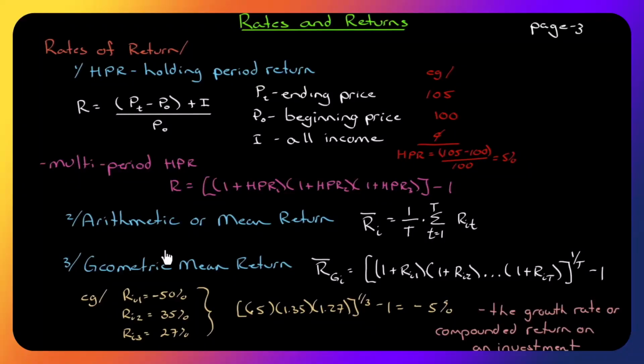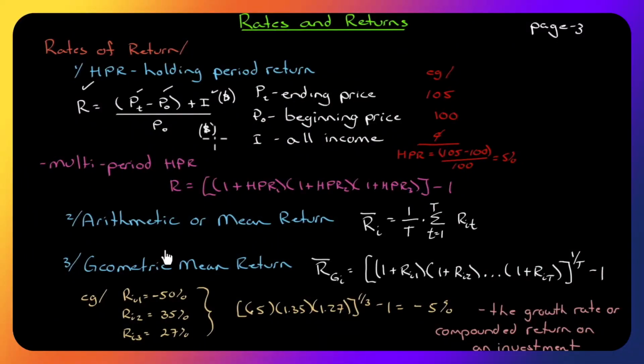Holding period return looks like this: PT minus P naught. PT is your ending price, P naught is your beginning price. So if you're taking your ending price minus your beginning price, that's just the change in value of the security. Add all the income that you received. The top, the numerator, is your dollar return here, divided by the original price to get a rate of return.